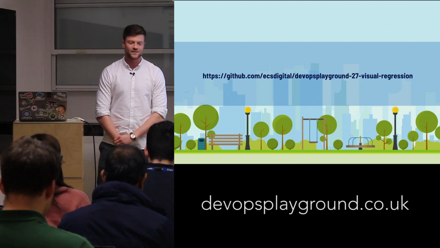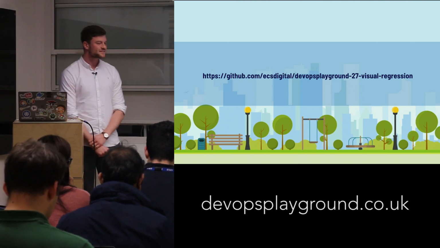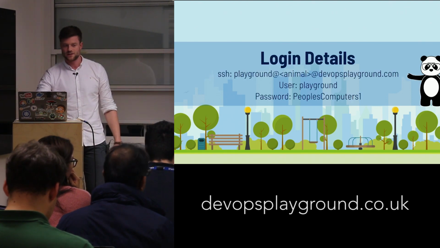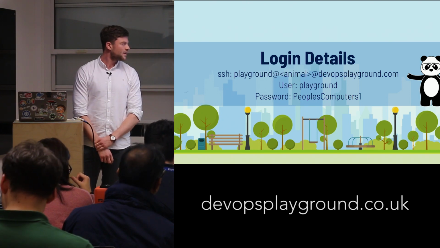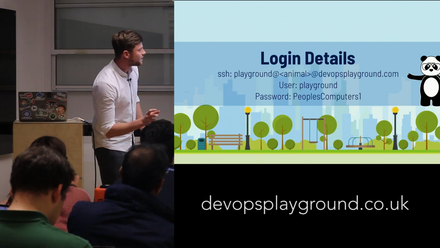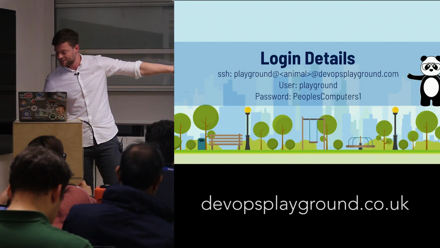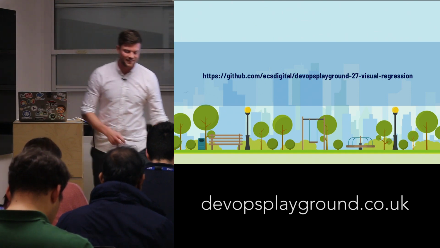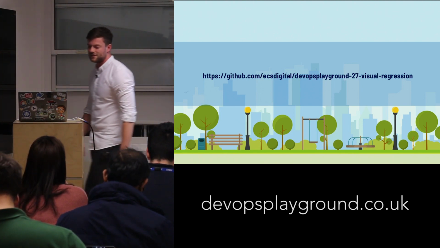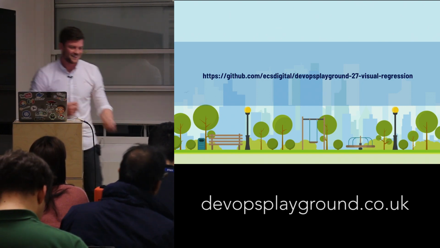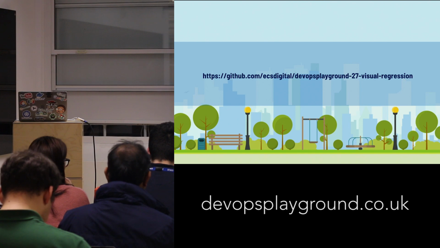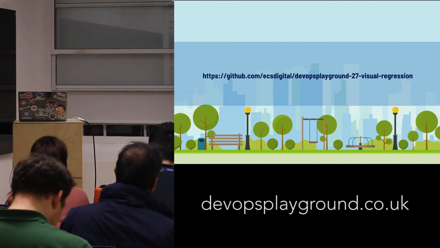Can you show the SSH URL? It should be on your bit of paper as well, with the account details. It's a different URL for sure. Everyone's got their own animal. So you should hop down to Dingo, that one. It's playground at Dingo dot com. That should get you in.